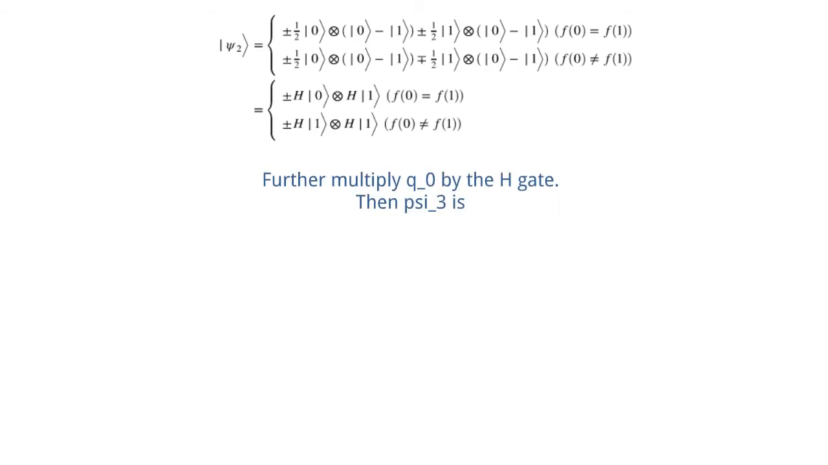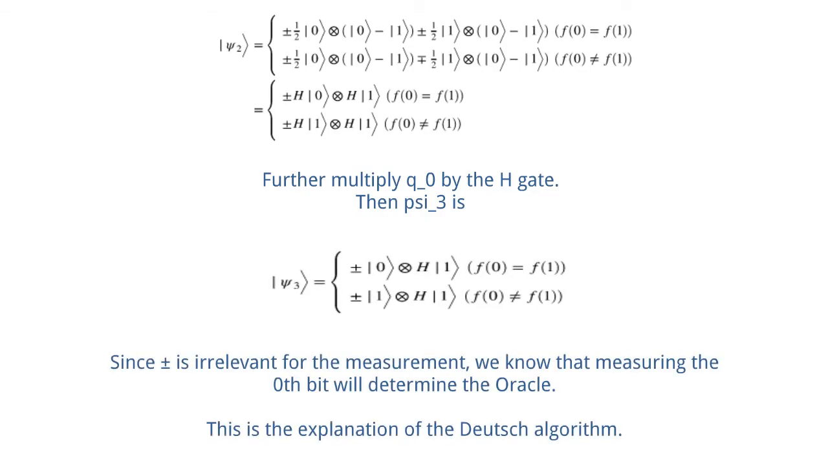Further multiply Q0 by the H gate. Then psi_3 is this. Since plus or minus is irrelevant for the measurement, we know that measuring the 0th bit determines the oracle. This is the explanation of the Deutsch algorithm.